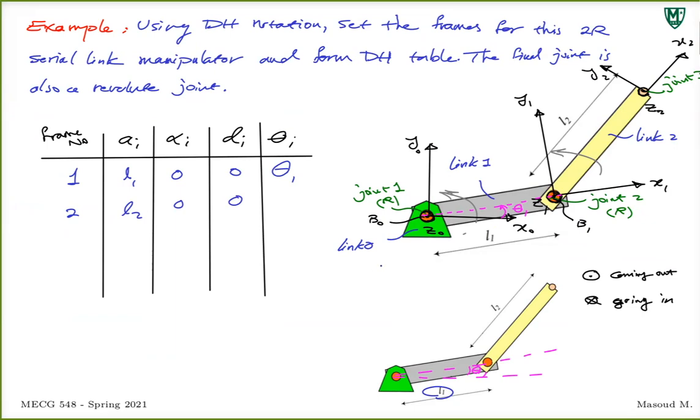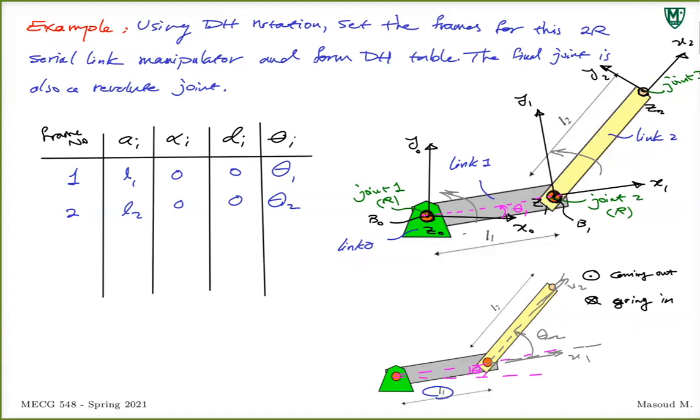Theta 2 is the rotation that x1 has to go through about z1 to become parallel to x2. Your x1 is trying to become parallel to x2 by rotating about z1. So this is your theta 2. This is the motion of the joint, so just call it theta 2. That's how you form your DH table with these parameters.